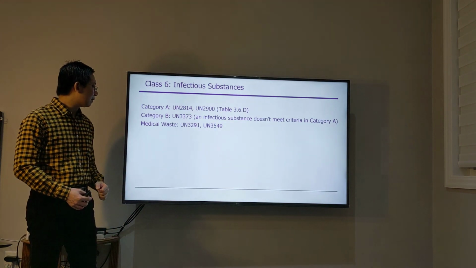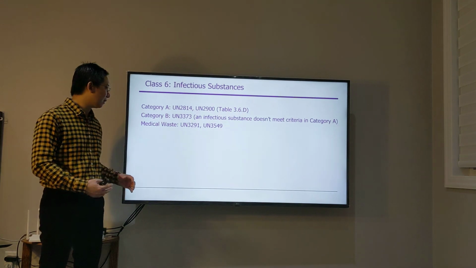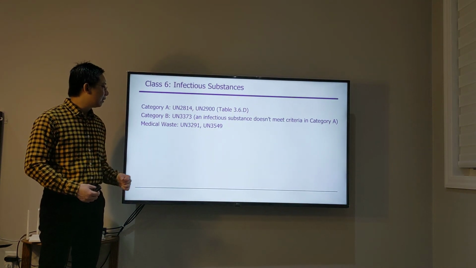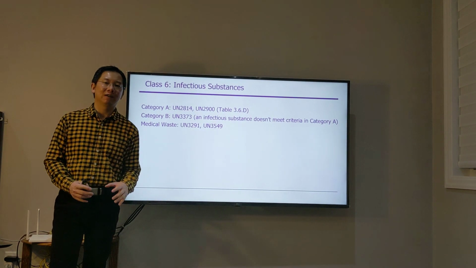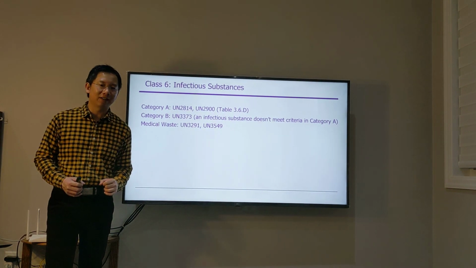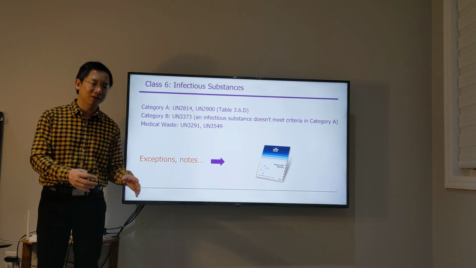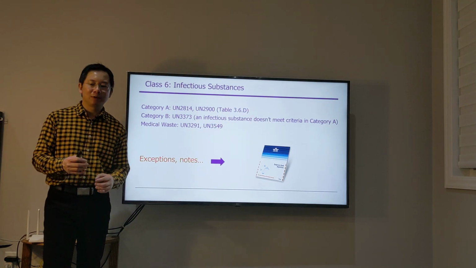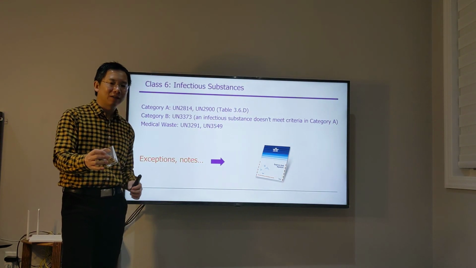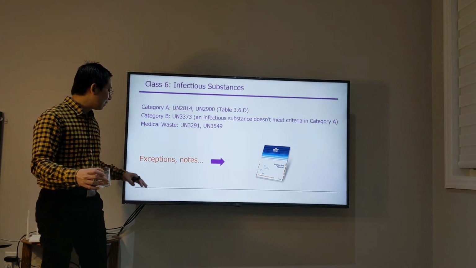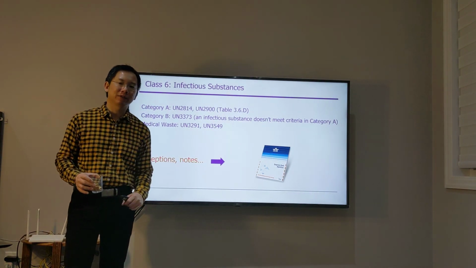And the third type is the medical waste. There are also 2 UN numbers assigned to the medical waste, UN 3291 and UN 3549. However, as usual, we all know that in the DG book, there's a lot of exceptions and notes. So if you have some information of some infectious substance, always get the information and check the book. Always go through all the exceptions and notes so that we will not miss anything.